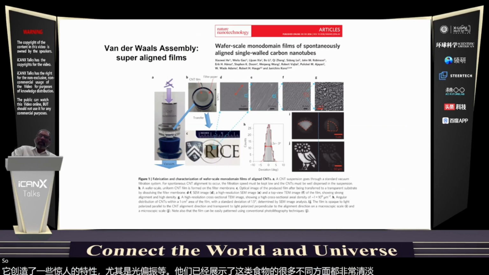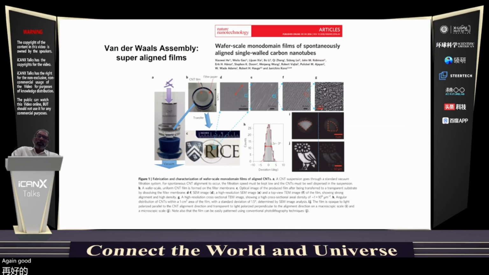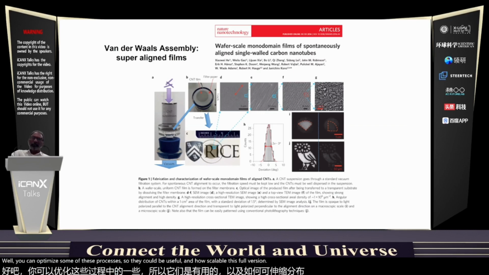So again, to go from individual nanotubes that are manufactured in a rather random manner with different chiralities and dimensions and so on, to a film like this, it takes a lot of processing. And the question really is how well you can optimize some of these processes so that it could be useful, and how scalable these films are.